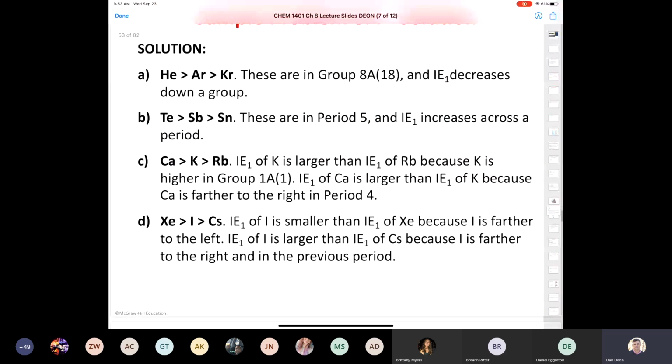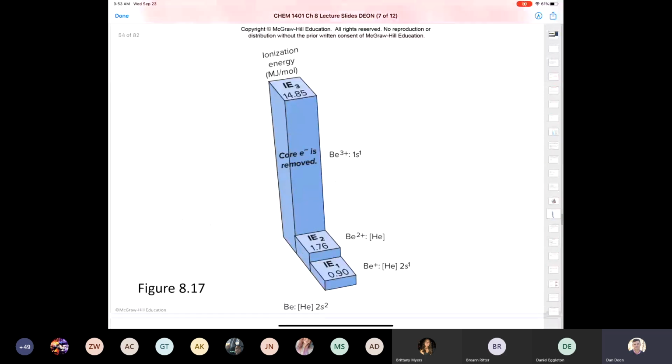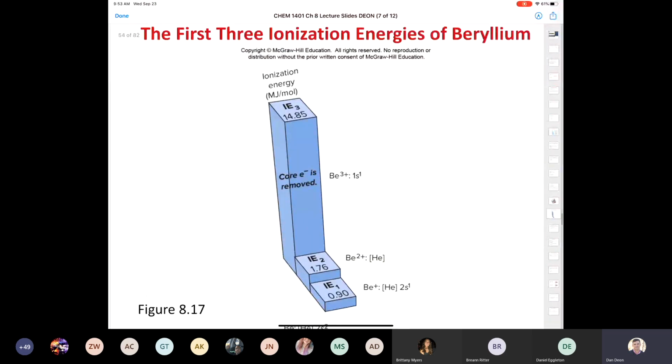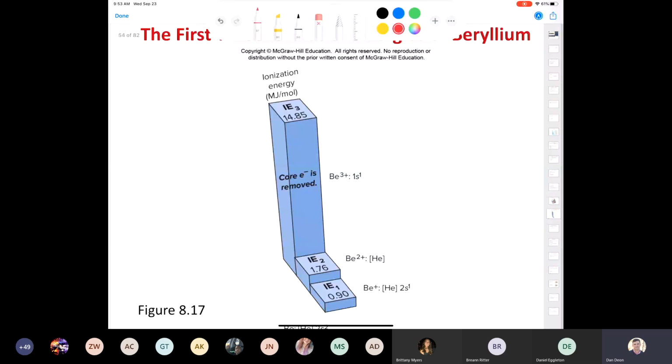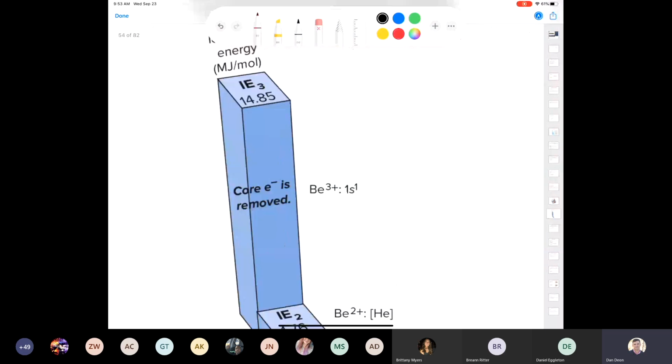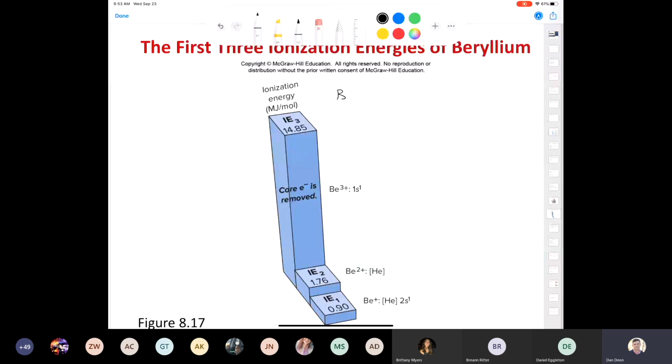The solutions are found here, and let's take a look at this one right here. This is the ionization energy of beryllium. So let me show you something really cool. You guys ready for something that's really fun? I'm not kidding. When I say fun, I mean it. Capital F.